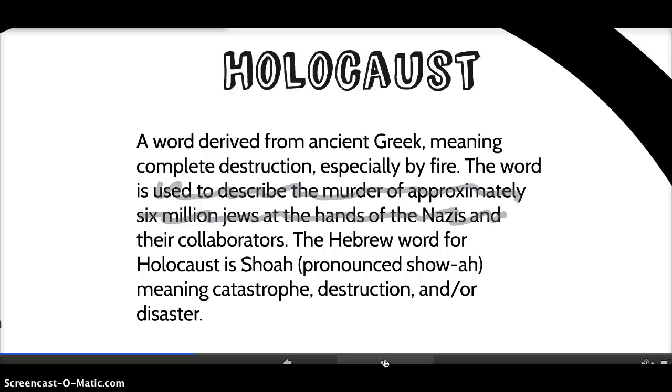The Holocaust. So the word itself is derived from ancient Greek, and the word means complete destruction, especially by fire. We use this word most commonly to describe the murder of approximately 6 million Jewish people at the hands of the Nazis and their collaborators. The Hebrew word for Holocaust is Shoah, and it means catastrophe, destruction, or disaster.